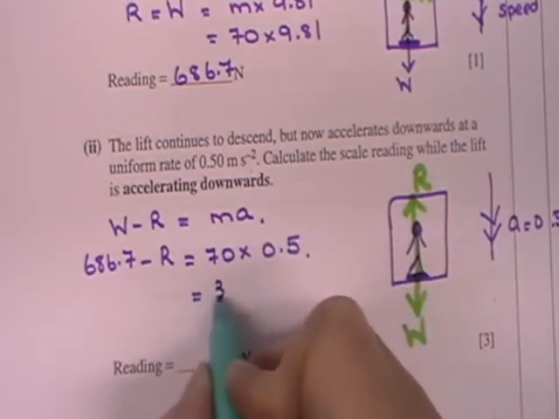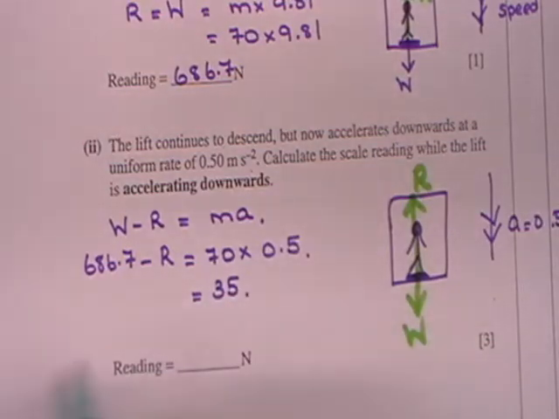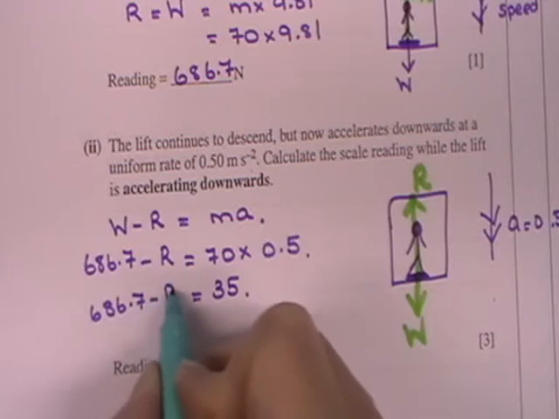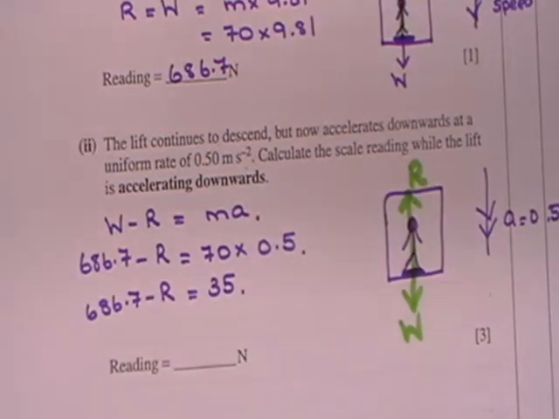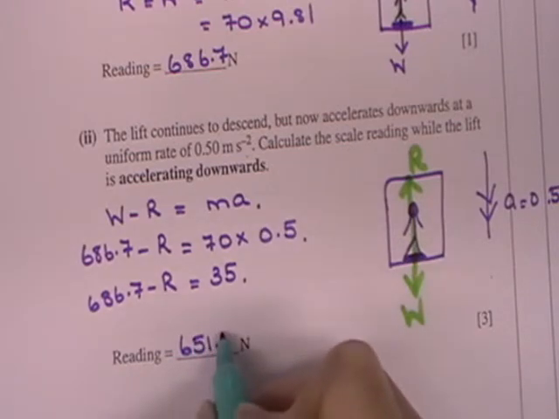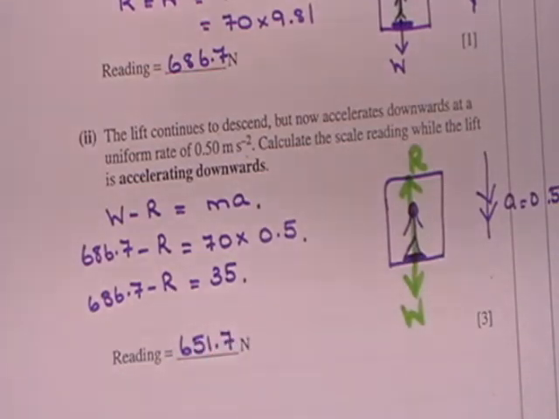That gives you 35. So therefore 686.7 minus R is 35. And when you rearrange that, R comes out to be 651.7, or 652 to three significant figures.